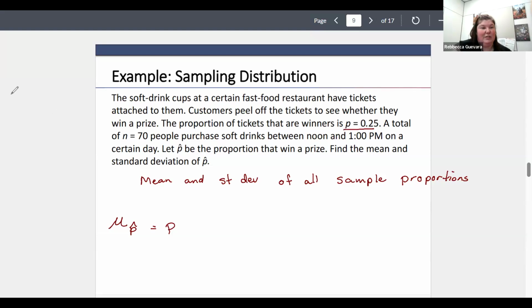And we said right here that for the population, we look across every single restaurant this chain had, every cup that they sold, and we figured out how many wins we had. That population proportion would be 0.25. We have a sample size of 70. So if I just want the mean of all my proportions, what it should average out to is that same 0.25.